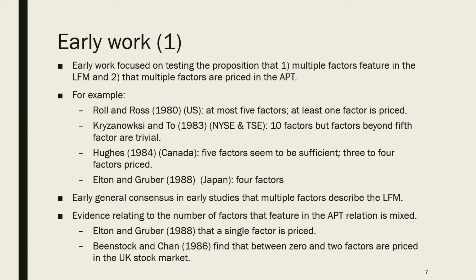What they did is they used statistical techniques to show that there are 5 factors in the return generating process. In other words, that the US stock market responds to 5 factors. They didn't identify these factors. They used so-called statistical series, and then they found that at least one is priced in the cross-sectional APT model. Then we have Krzyzanowski and Toe, who replicated or conducted a similar study, not only on the NYSE, which will represent the United States, but also on the Toronto Stock Exchange. So they extended the study of multi-factor processes to Canada.